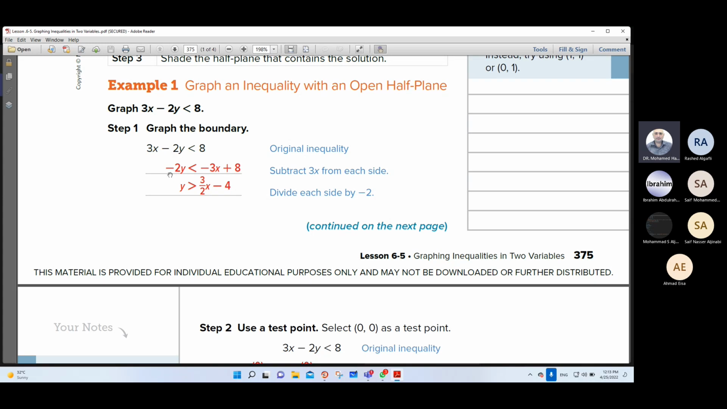So you will get here negative 2y less than negative 3x plus 8. Then divide the two sides by negative 2 to get y alone. As you remember, when you divide the inequality by a negative number, switch the direction of the sign. So you will get y greater than 3 over 2 x minus 4. Now we have this inequality.